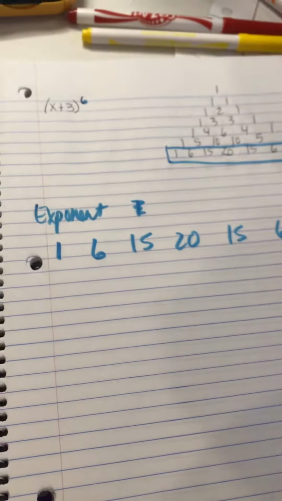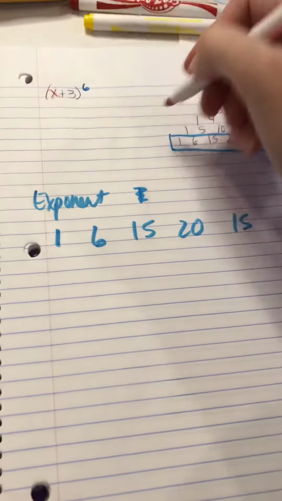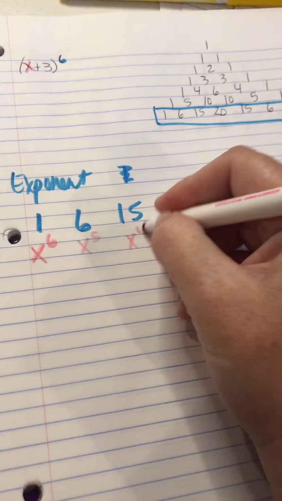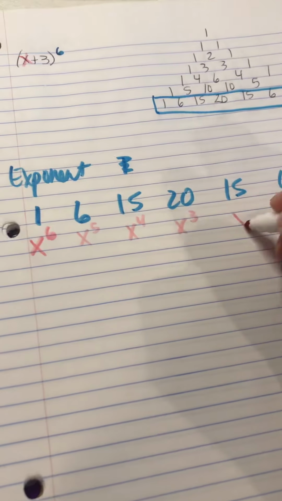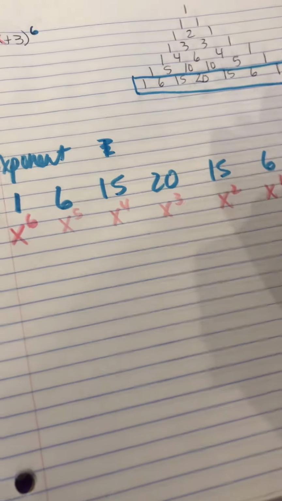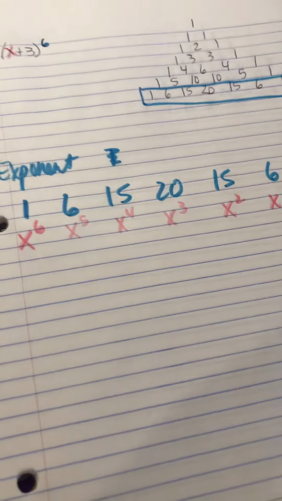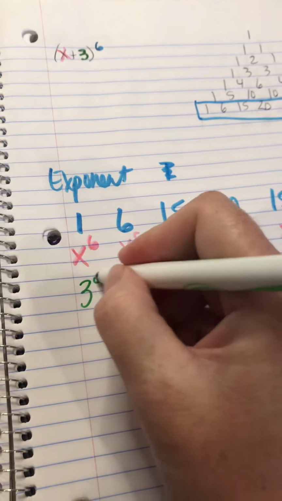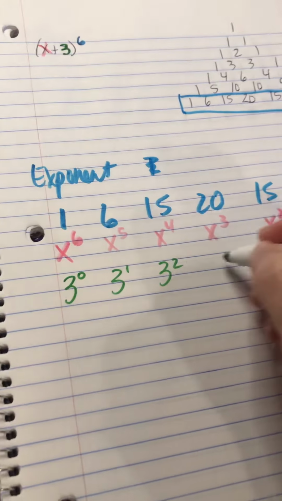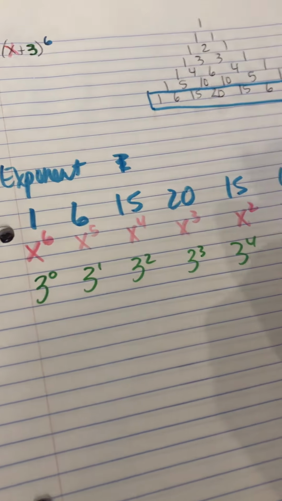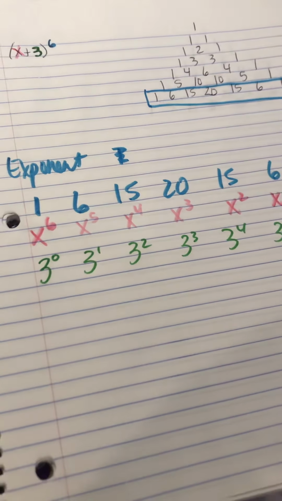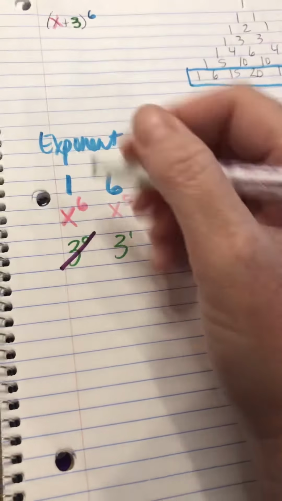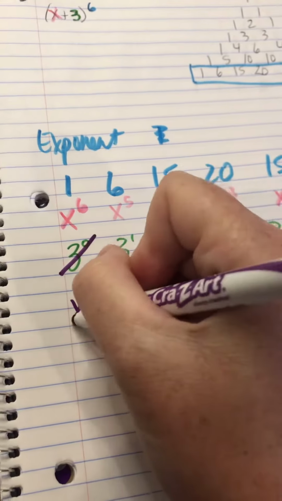And then I'm going to use my first term, this x, and I'm going to go down. So I'm going to go x to the 6th, x to the 5th, 4th, 3rd, 2nd, 1st, and 0. And then I'm going to use my second term, my 3, and go up: 3 to the 0, 1, 2, 3, 4, 5, 6. And just like we did before, we're going to multiply, but we're going to go straight down. Again, anything to the 0 is 1, so I'd have x to the 6th.